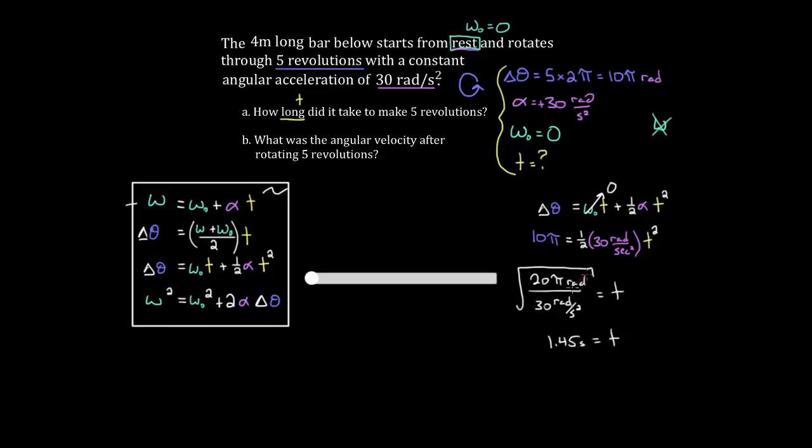And our units all canceled out the way they should here. Radians canceled radians. You ended up with seconds squared on the top. You took a square root. That gives you seconds to end with. Now this second part, part B, says what was the angular velocity after rotating for 5 revolutions?